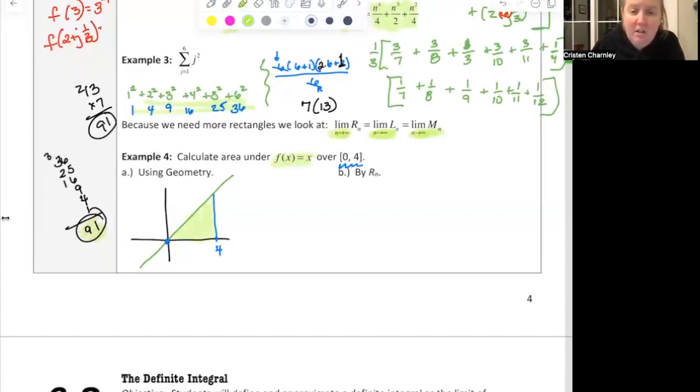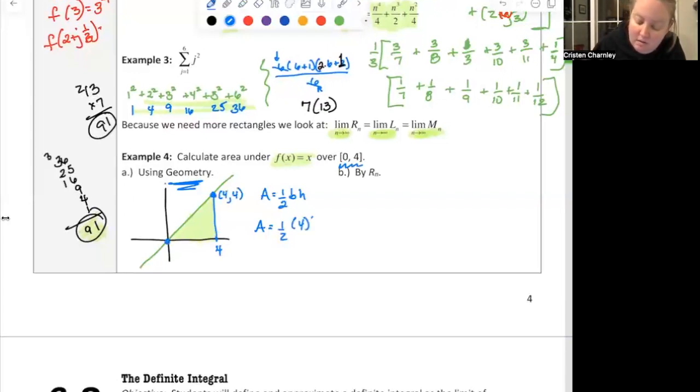And this makes a shape that we're familiar with. This makes a triangle. So using geometry, we want to use the formula where area is 1/2 base times height. I know that this is 4 units wide. If I put 4 into the formula up here, this is the ordered pair (4, 4). So the base is 4 and the height is 4. So 16, half of 16 is 8. So the area is 8.